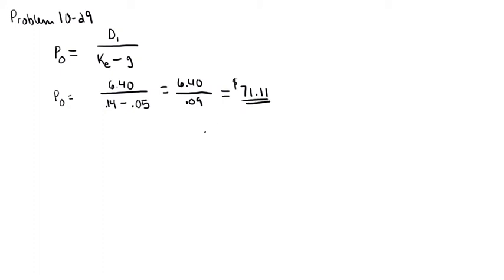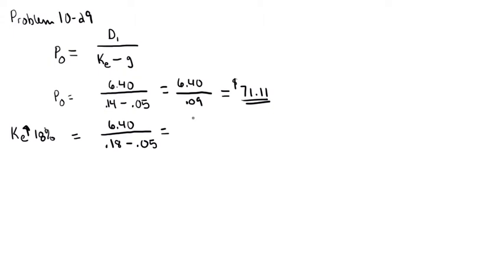Now let's see what happens here. Assume our expected or required rate of return goes up to 18%. What will be the new price? All right, so now we're increasing to 18%. K sub E goes up to 18%. What happens to the price of the stock? Our dividend stays the same. However, our expected or required rate of return for the stock goes up. Growth rate stays the same.